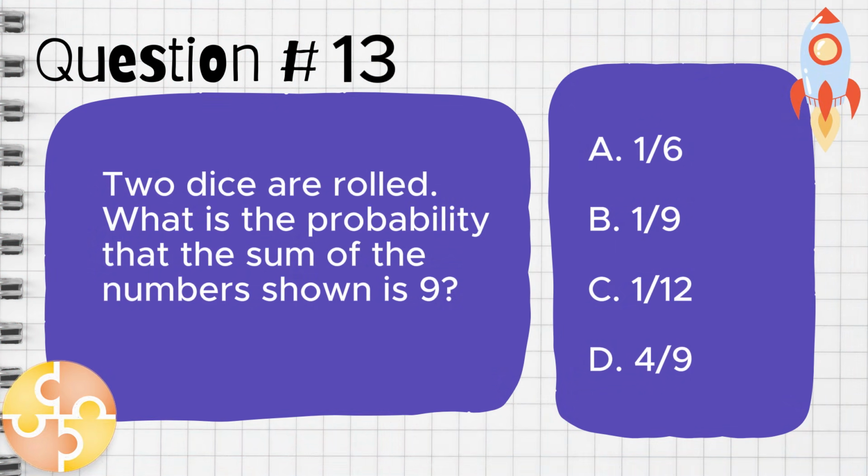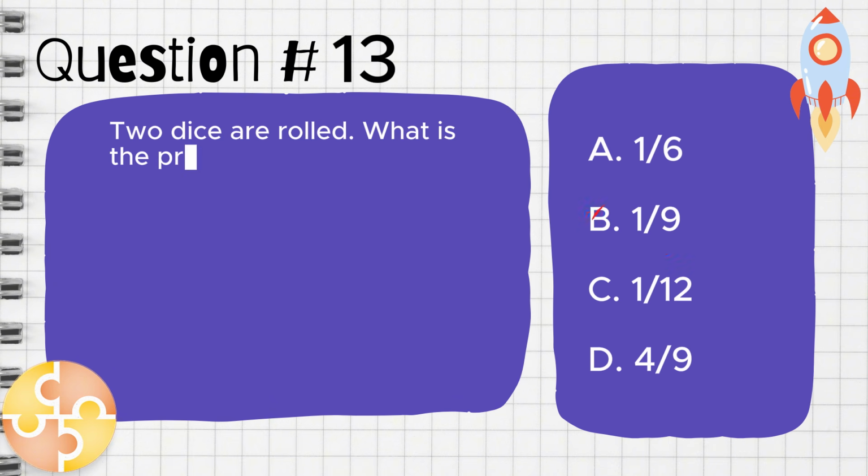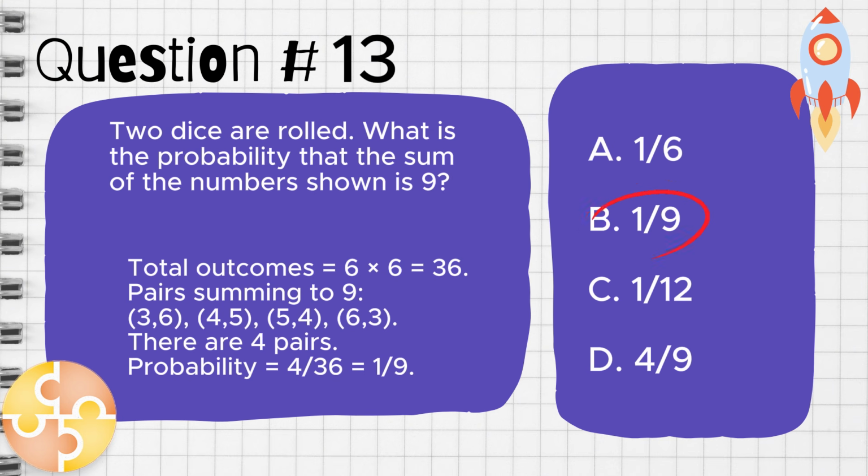Time's up. The correct option is B. 1 over 9. Here's why. Total outcomes equals 6 times 6, which is 36. Pairs summing to 9: 3 and 6, 4 and 5, 5 and 4, or 6 and 3. There are 4 pairs. Probability equals 4/36, which is 1/9.